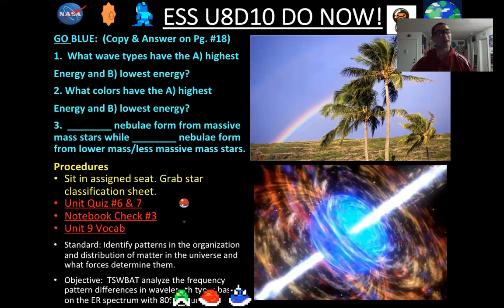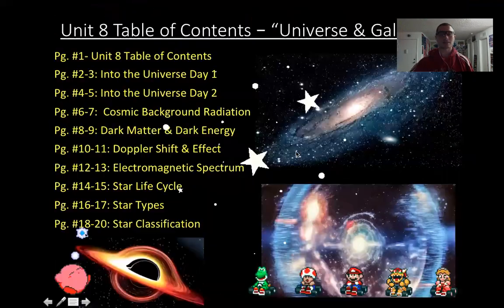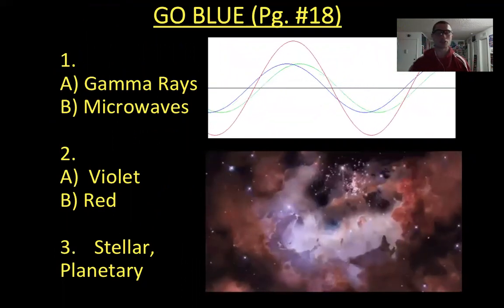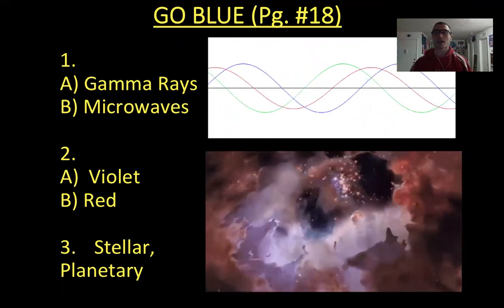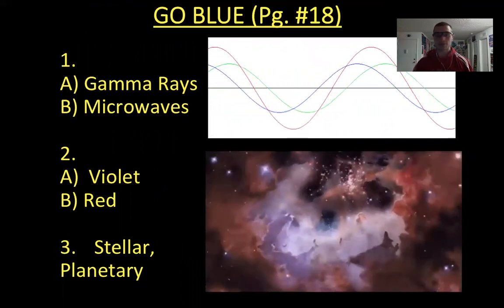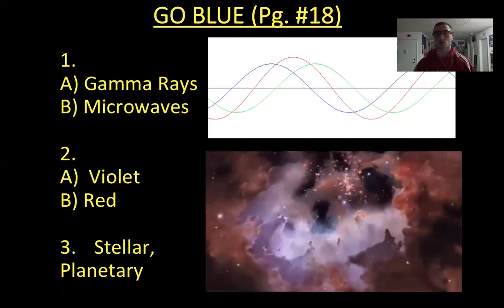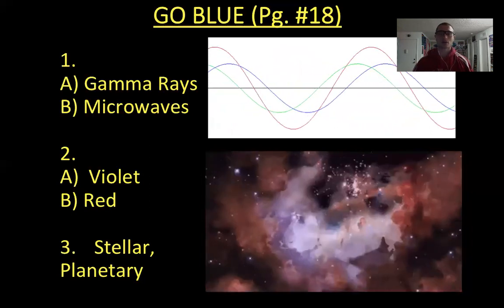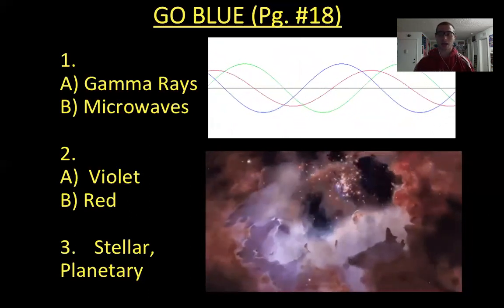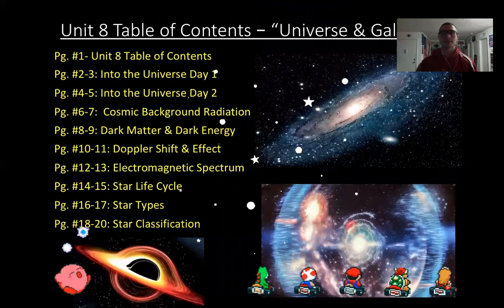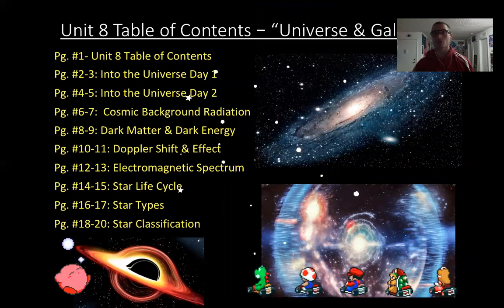Look back at that diagram you guys drew, I think on page 13, 14, or 15, I can't remember which one. Let's move on to our answers, guys. Gamma rays have the highest energy, microwaves have the lowest energy. 2, violet has the highest energy, and red has the lowest energy. Remember Roy G. Biv. And then 3, stellar nebulae come from massive stars. Planetary are from our smaller stars. Just a roundup of some of the topics we've discussed in previous lessons from last week. All right, go ahead and update pages 18 through 20, star classification.